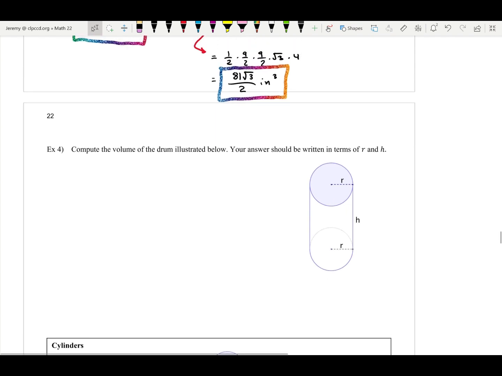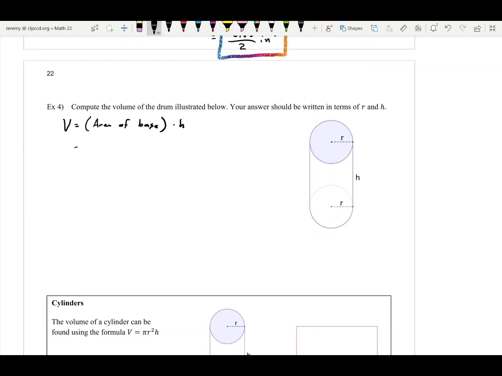Now, this is a drum. This is like a cylindrical drum here. So we can see that this circular shape has been stretched and kind of projected through three-dimensional space. And we're given this height of h. So to find the volume, it will be the area of the base times the height.